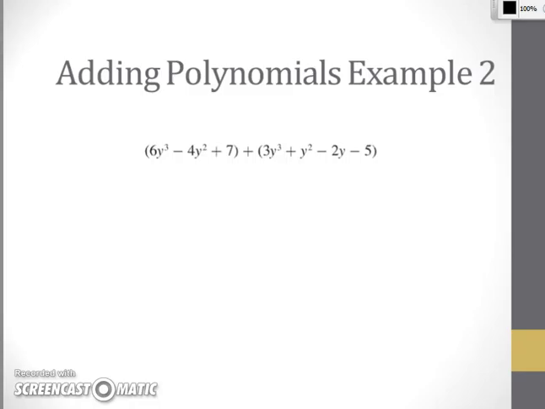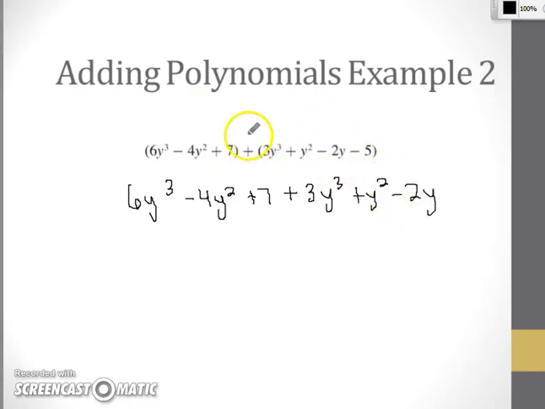So I've got another example. Since it's separated by addition between these two chunks, you can just break them apart. Basically just drop those parentheses. So you'd have 6y cubed minus 4y squared plus 7. And then you're adding each of the next terms. So plus 3y cubed plus y squared plus a negative 2y, or just minus 2y, and then plus a minus 5, which can be written as minus 5.